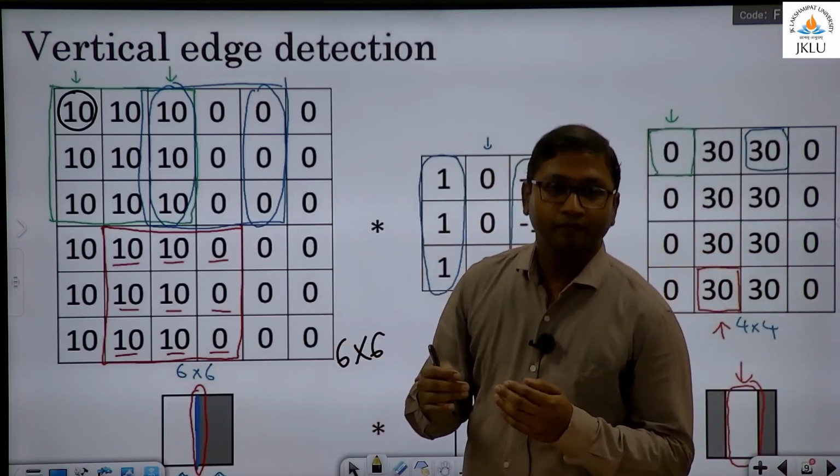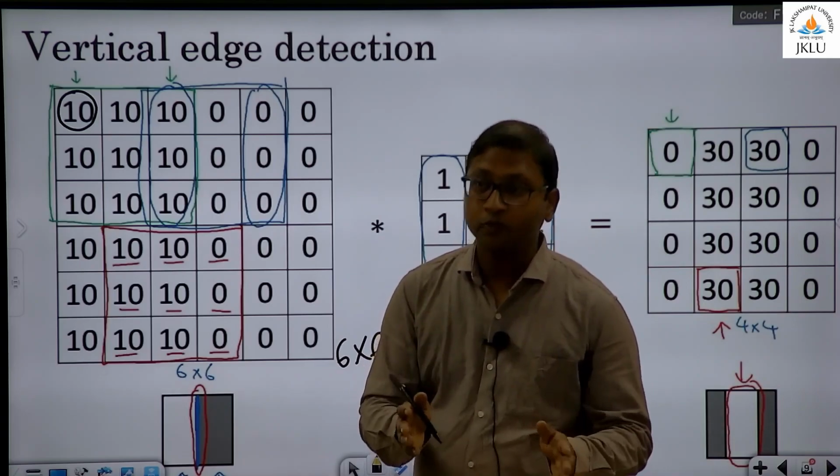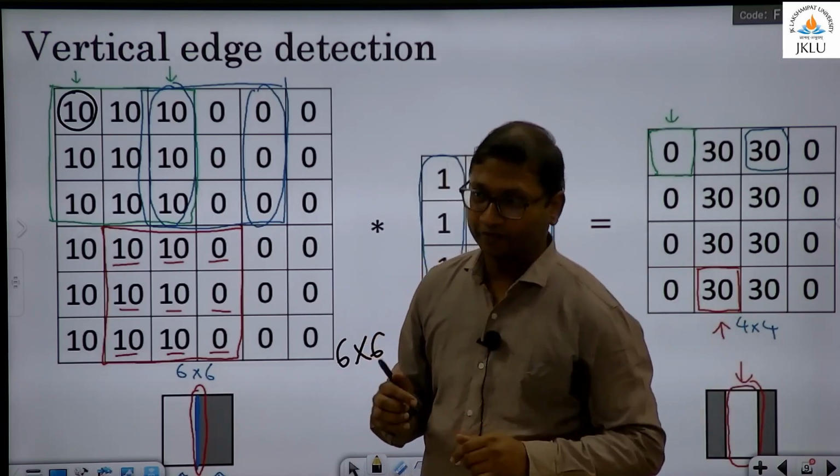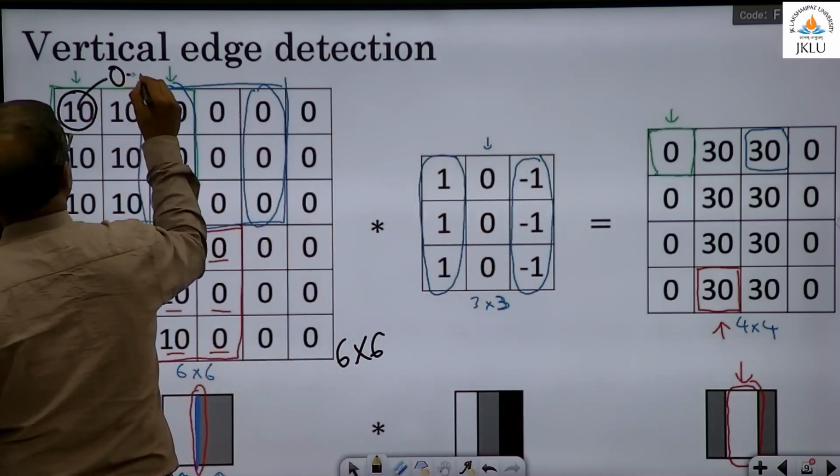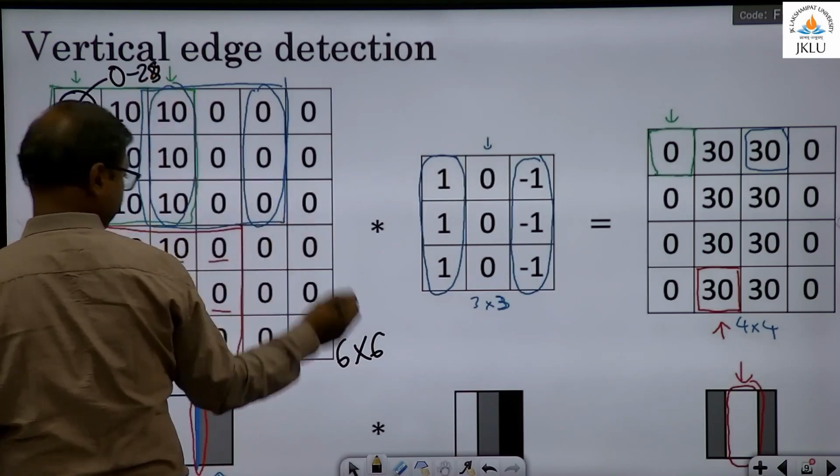Right, 256, 0 to 255. Okay, so you can have from 0 to 255.